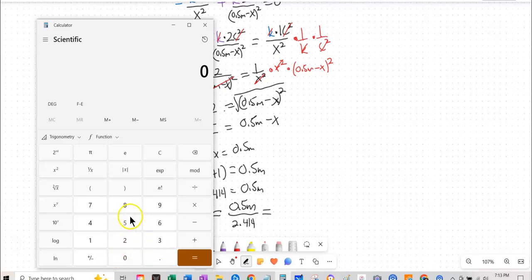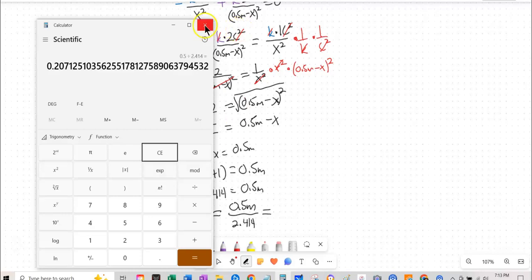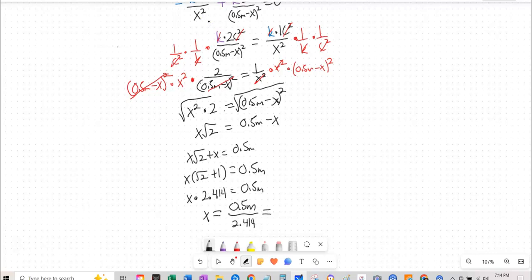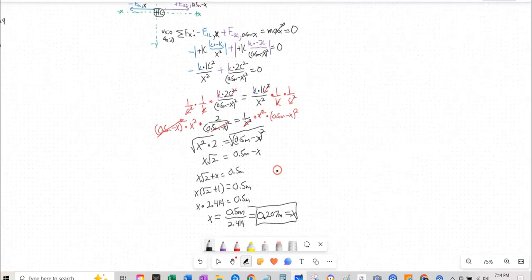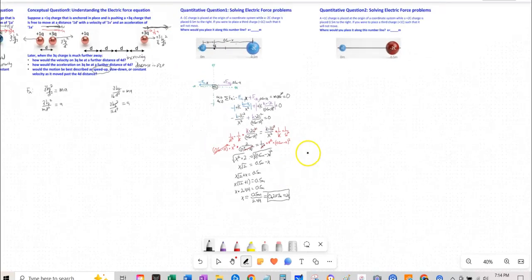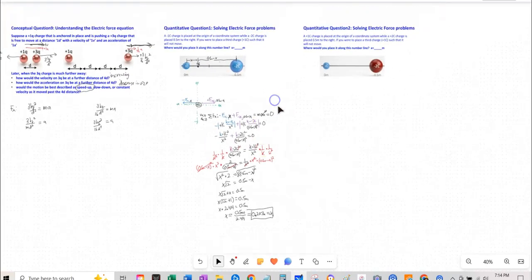That's going to be 0.5 divided by 2.414, which is 0.207. So I'll just keep it that way. 0.207 meters. And that is x. So that is the distance, how far away in the middle that we put this such that it will not move. Okay?